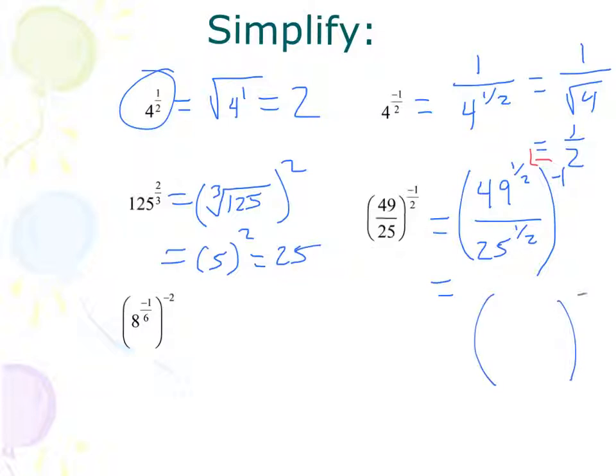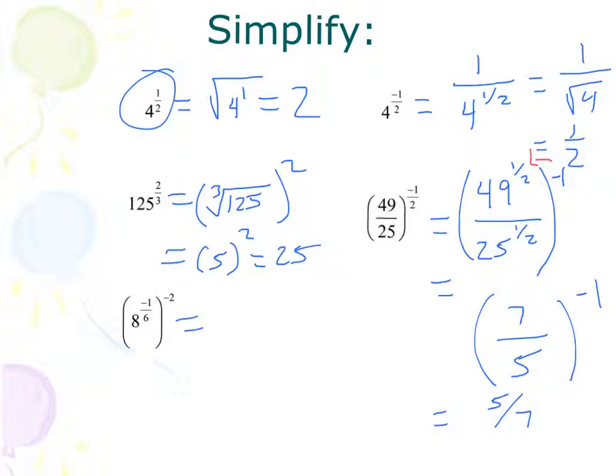So I've still got this 1/2 sitting out there, 49 to the 1/2 power. Hopefully you've seen by now, that's the square root. Same on the bottom. Square root of 25 is 5. And then, to make this to the first power, I would just take that fraction and flip it.